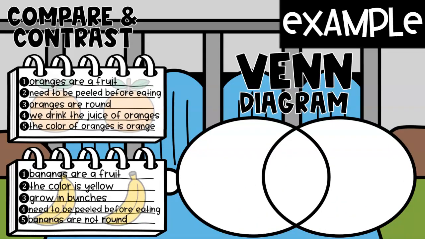Venn, V-E-N-N. A Venn diagram sounds fancy, but it's really just a visual way to see what is the same about two things and what is different about those two things. We use Venn diagrams for comparing and contrasting.